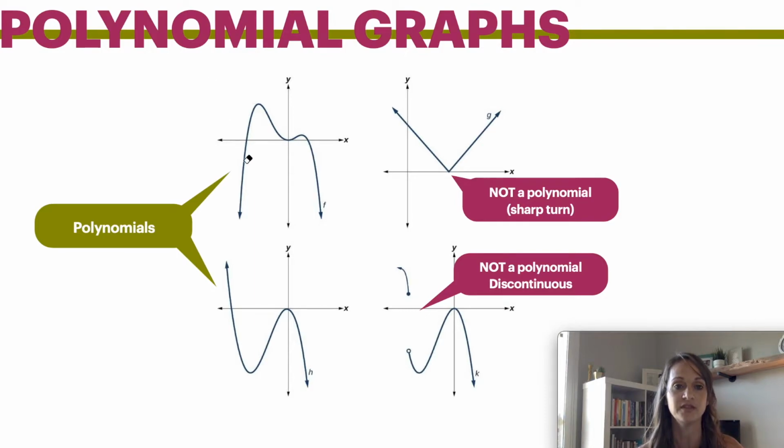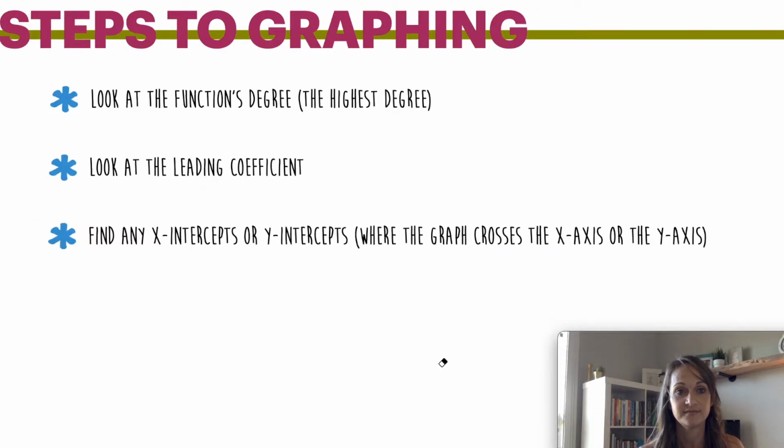So for example, on the left, it is a smooth, curved graph which represents polynomial functions. On the left, the top is not a polynomial because it actually has a sharp turn. This is actually an absolute value function. It is not a polynomial function. The second one also is not a polynomial function because it's discontinuous, meaning that there is a break in the graph. And so that will not give you a polynomial function.